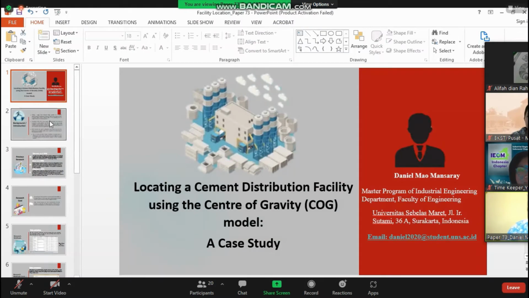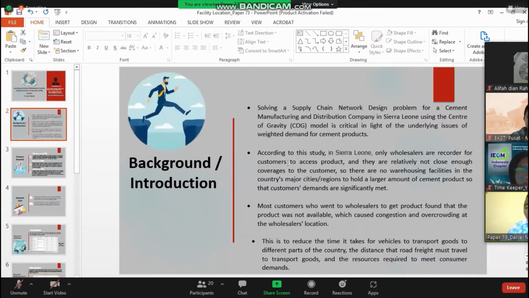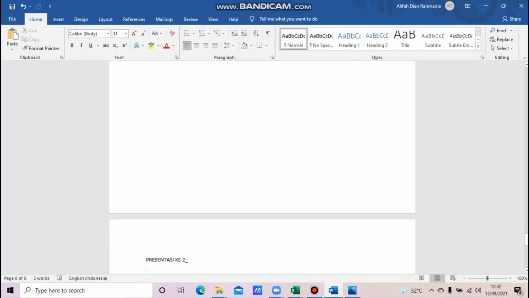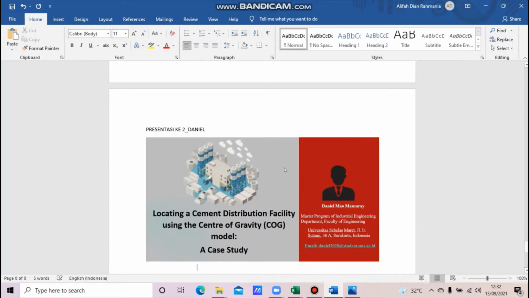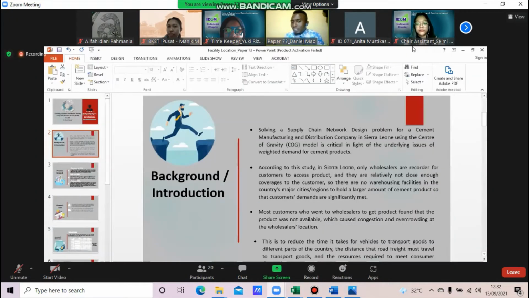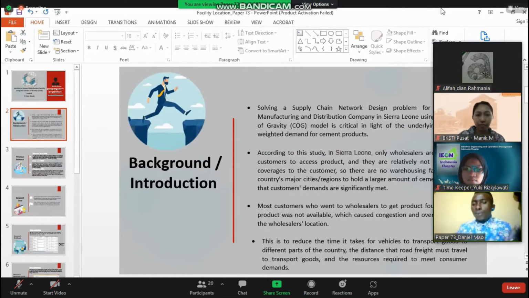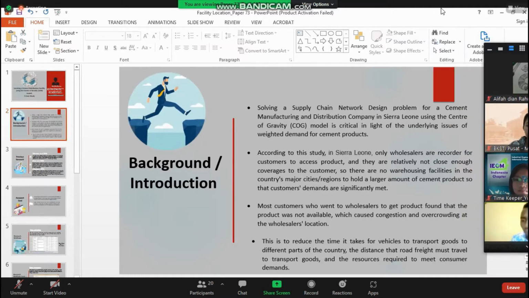Looking at the background of this paper, solving a supply chain network design problem for a cement manufacturing and distribution company in Sierra Leone using the center of gravity model is critical in light of the underlying issues of weighted demand for cement products.